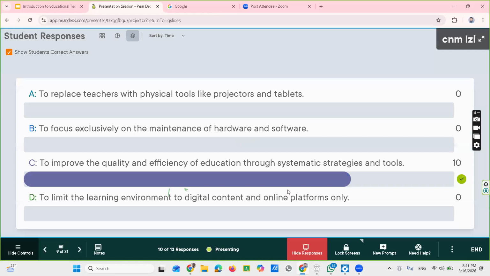Right here, all of you are giving the correct answer: to improve the quality and efficiency of education through systematic strategies and tools. That's the main purpose of educational technology, to improve the quality and efficiency of education through systematic strategies and tools. Right. I think you now have a clear idea about what educational technology is. Right, now move to the next slide.